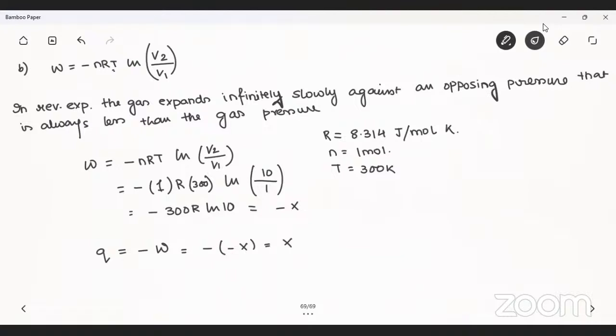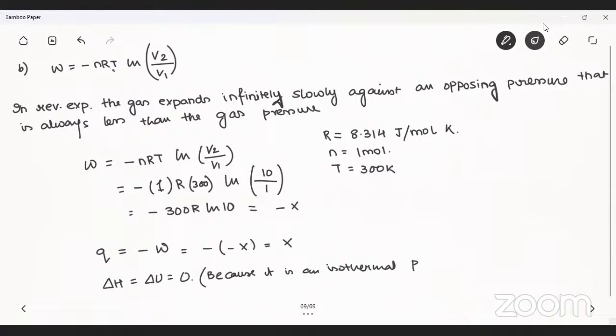Is this part clear? And according to the question, this is an isothermal process. So delta H and delta U both will be 0, because it is an isothermal process. So is this part clear how to solve the question? Yes, ma'am. Okay, good.